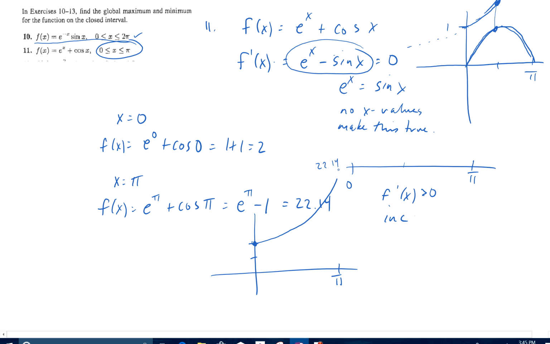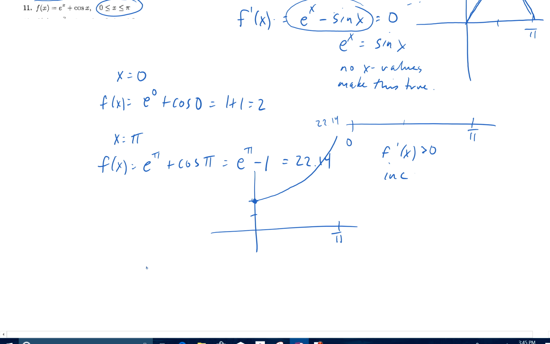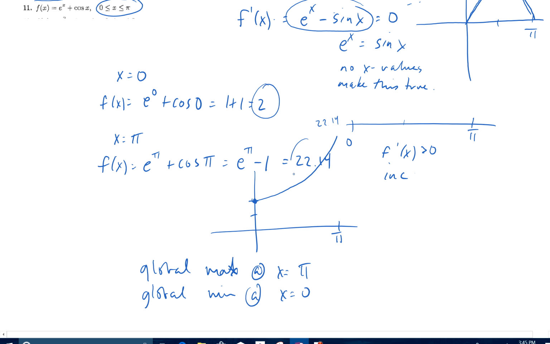Okay, so this is my global max, at x equals pi. Global min, sorry, I did it backwards, or not from left to right, at x equals 0. And here are the maximum and minimum values. Okay, there you go.